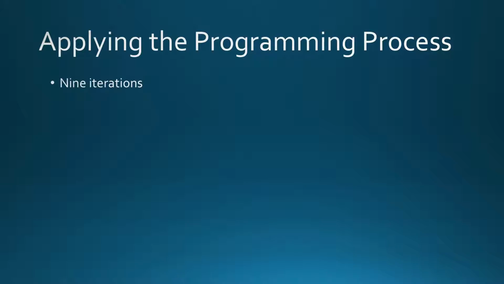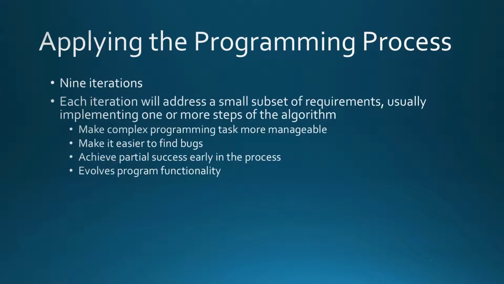Now, what we're going to do specifically for the tutorial assignment is we're going to repeat that large loop from steps 5 through 9 from the time we enter all the code and can run it to completion. And after we run it to completion, check to make sure we're getting the results that we expect. We're going to call that whole process there an iteration. And we're going to construct this program using 9 iterations. Well, what are we going to do with each iteration? Each iteration is going to address a small subset of requirements, usually implementing one or more steps of the algorithm.